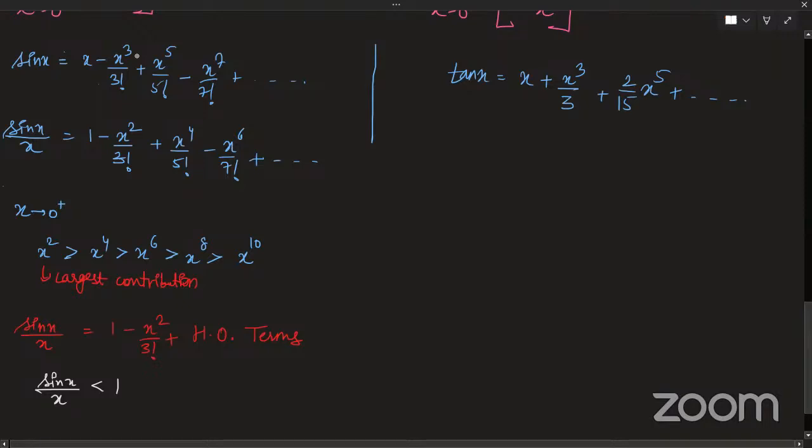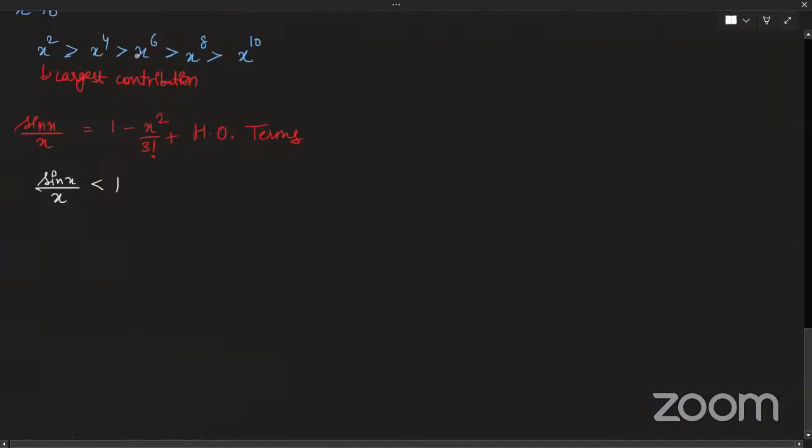Sin x by x will actually be lesser than 1, if you can just think of it. Everyone agrees to this? Yes, sir. It will be lesser than 1 for sure. So can you just tell me now, the greatest integer function of sin x by x, when x is tending to 0, where will it go?